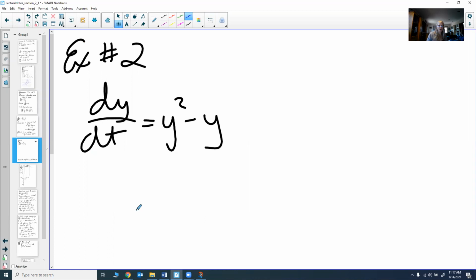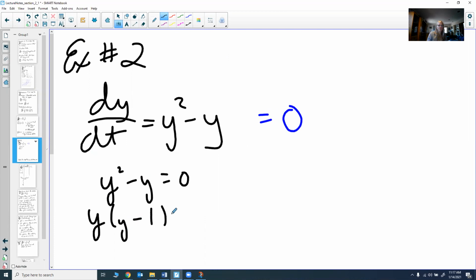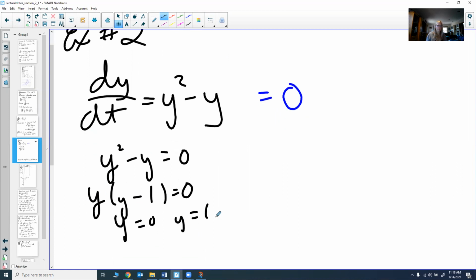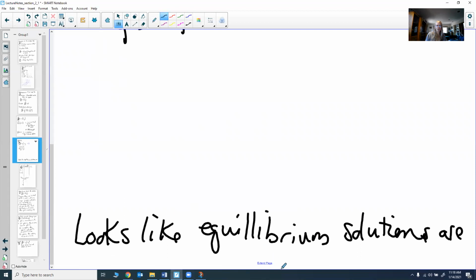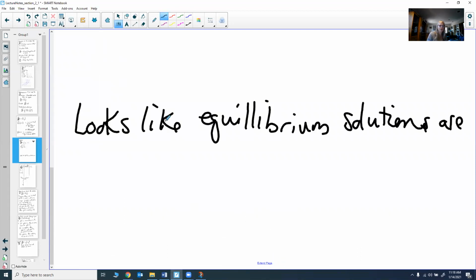So now I'm going to set this equal to 0. We've got y squared minus y equals 0. Factor that. So y equals 0 and y equals 1. Those are my two critical points, and those are my two equilibrium points. My equilibrium solutions are y equals 0 and y equals 1, at least that's what it looks like.